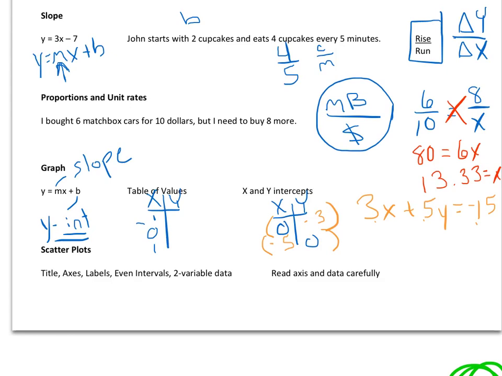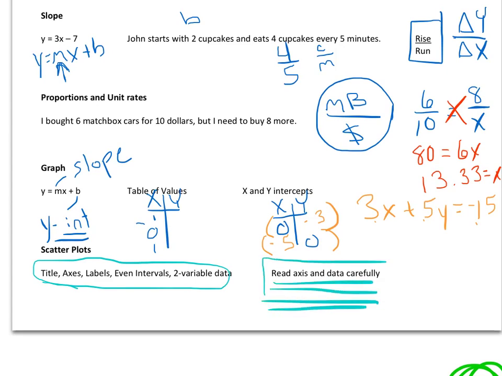And then lastly, scatter plots. You're going to see scatter plots in about 3 or 4 different lights. But the big key is what's right here. This is the part that's always there. Title, axis, label, even intervals, 2 variable data if you have to create one. And then I can't stress this enough. Read your axes and the data carefully. You're either going to be given multiple scatter plots and a single table, or multiple tables and a single scatter plot. And the key to doing that successfully is to read carefully. That's the only way that it's going to work out for you.